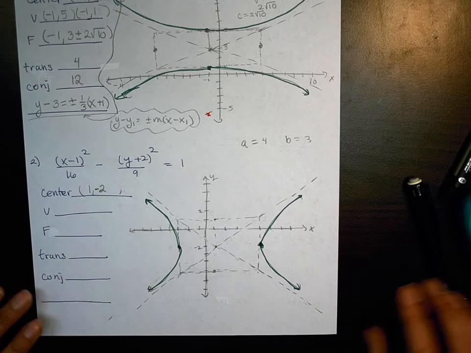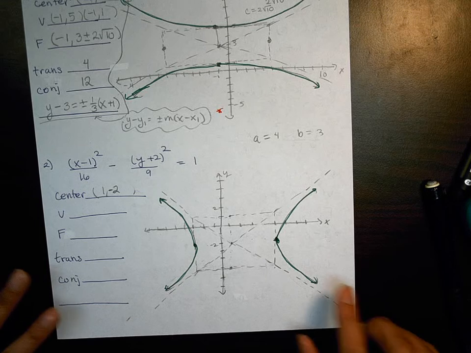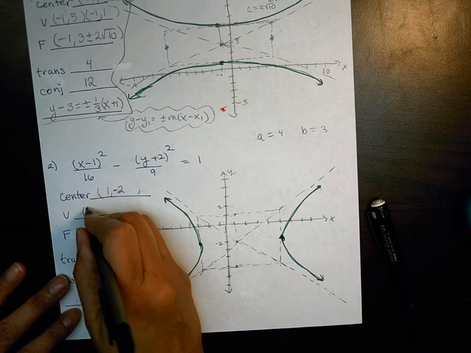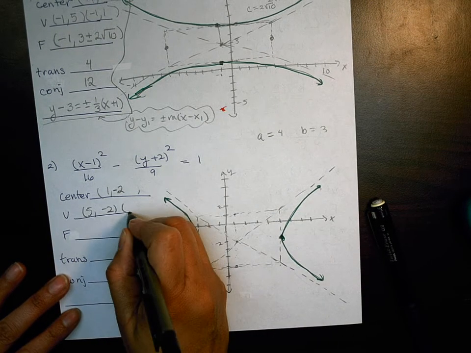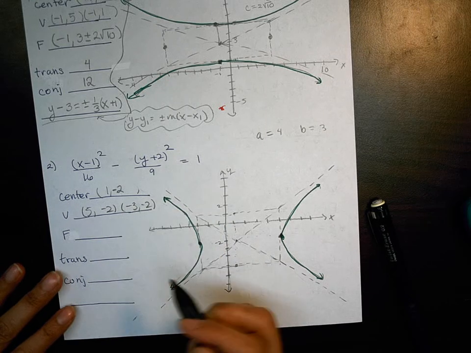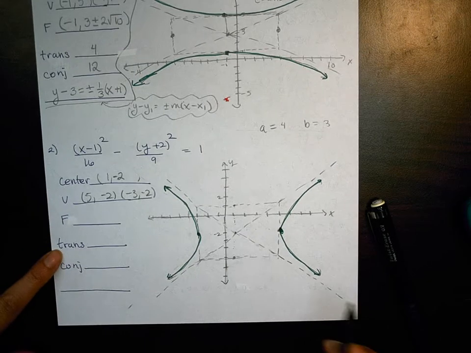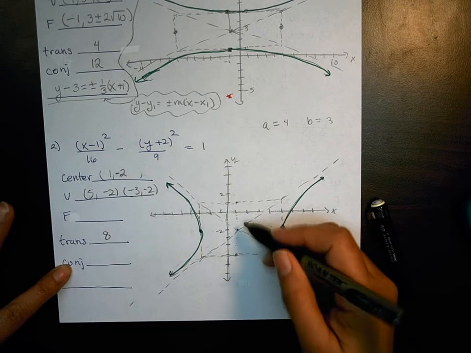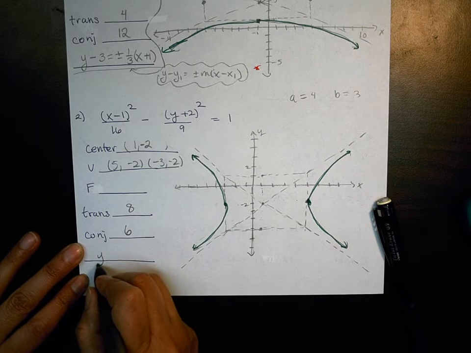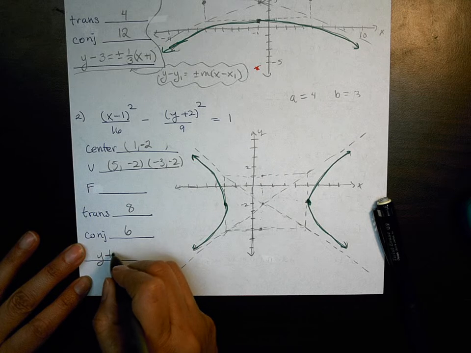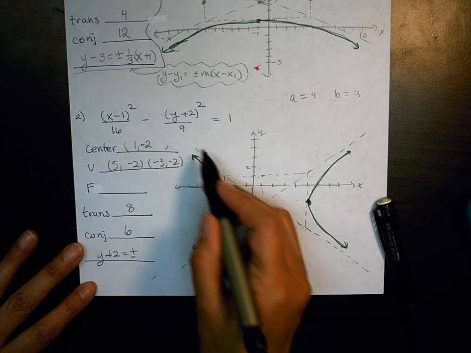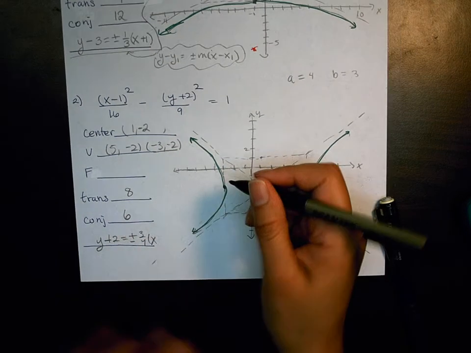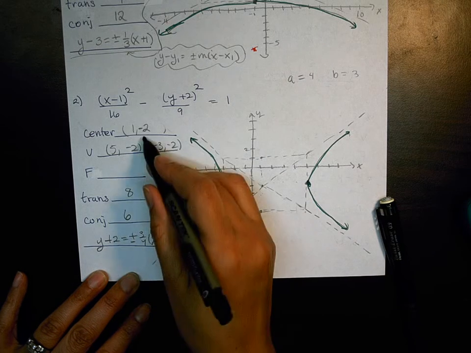Okay, so what are they? Anybody have them? 5, -2, and -3, -2. Everybody agree? Okay, I'll do the foci after. Transverse axis, what's the length? Right and left, how far? 8. Up and down, how far? 6. Here I have y minus -2, which would be y + 2, equals plus or minus 3 over 4 times (x minus 1). All right, any questions so far?